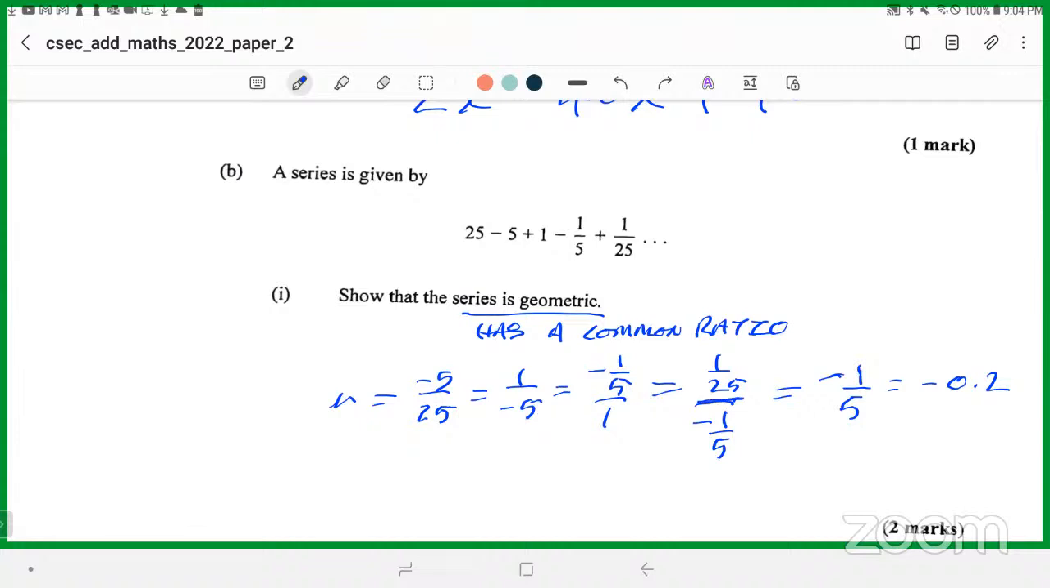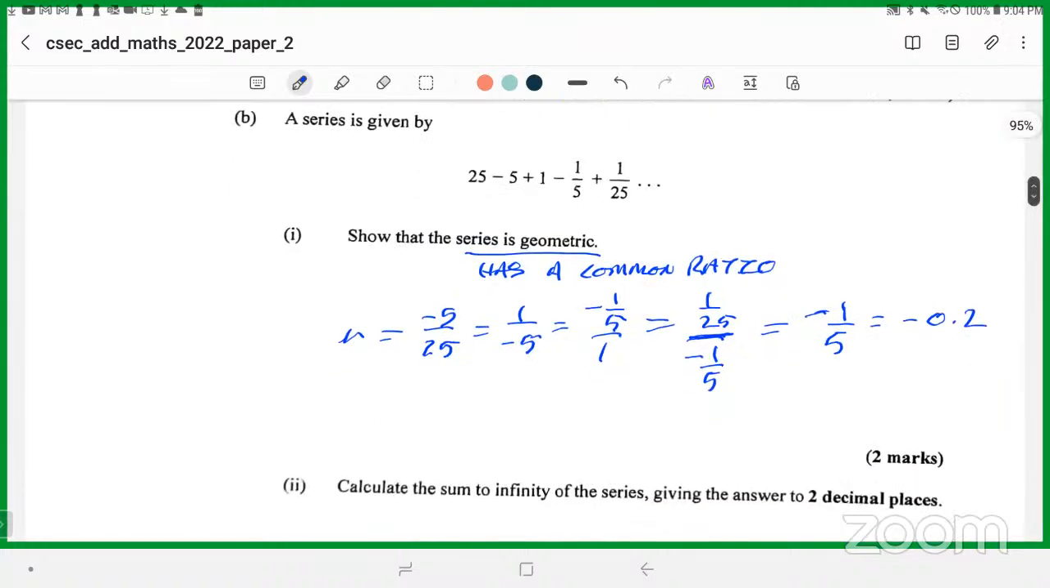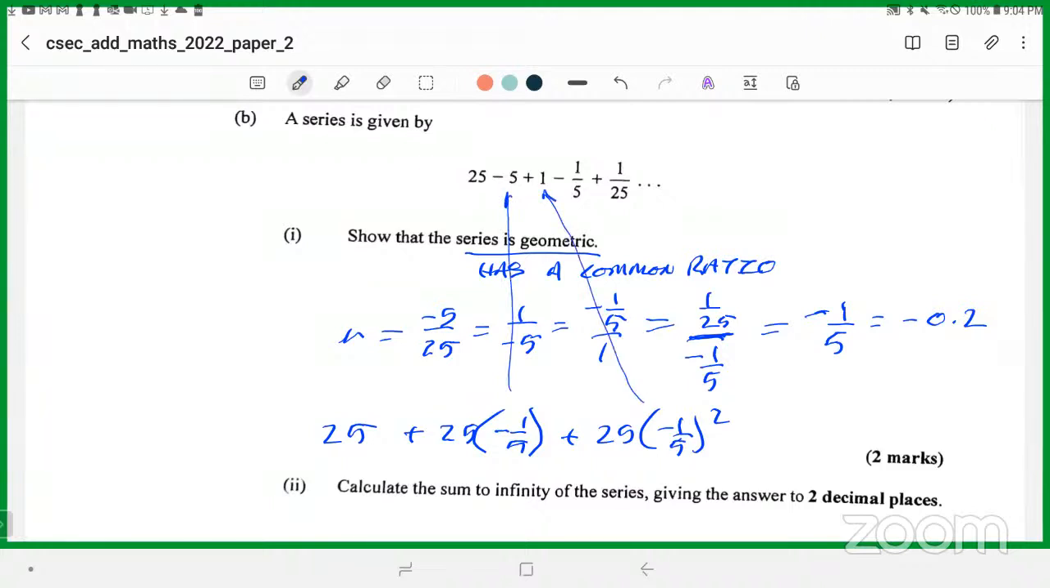That's not the only way to show it. Another way is to show that, starting with the 25, the term that follows would be 25 times -1/5, and the term that follows that would be 25 times -1/5 squared. This would be equal to that, and this would be equal to that, and then you could continue. That's one way to show it as well. But by showing that it has a common ratio, that is good enough. I don't know what method the teacher would teach you. Maybe they teach you this way, or they teach you this way where you show the common ratio. Either way, you would get your marks.